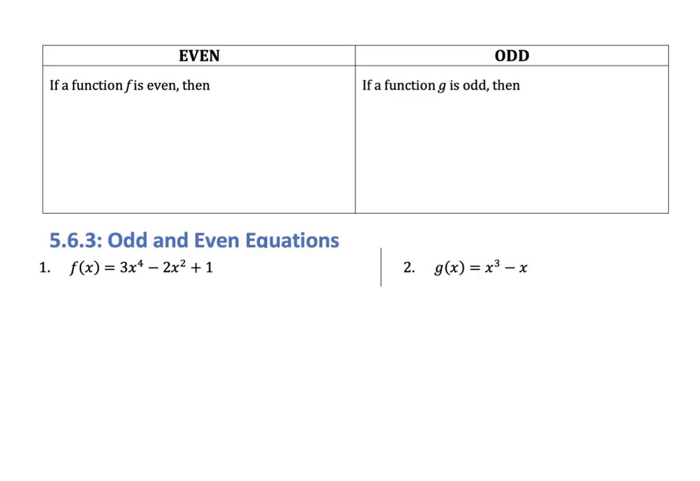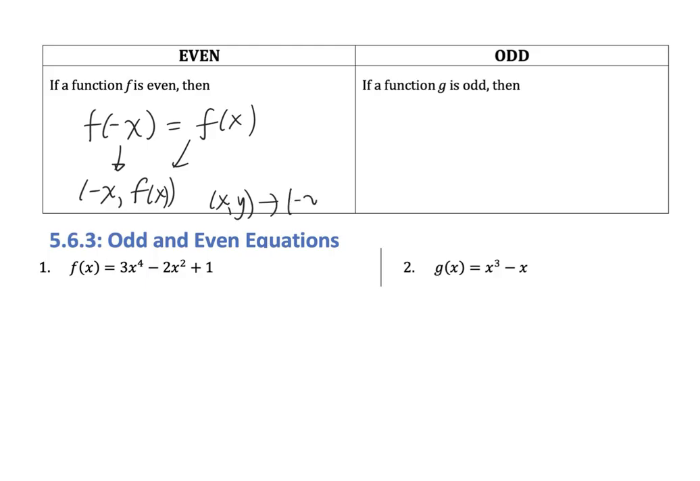Now that led to us writing a sentence algebraically about even and odd. It says if a function f is even, then when you put in the opposite input, we will get the same output. So if you put in the opposite of your original x value, you will get the same y value if it's an even function. Your x-coordinate, y-coordinate, when you put in the opposite, you'll still get the same y. That's what an even function does.